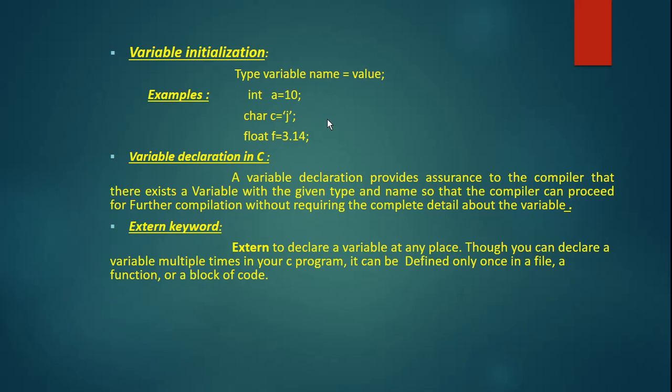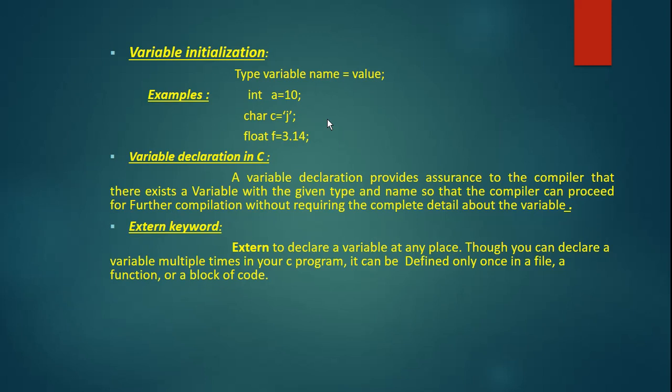Next, the extern keyword. What is meant by the extern keyword? The extern keyword is used to declare a variable at any place. So you can declare a variable multiple times in a C program, because in a program there are many times we have to use that variable. In order to use the variable at different times, we use the extern keyword to declare the variable at any place. A declaration can be given at many places, but the definition must be given only once.